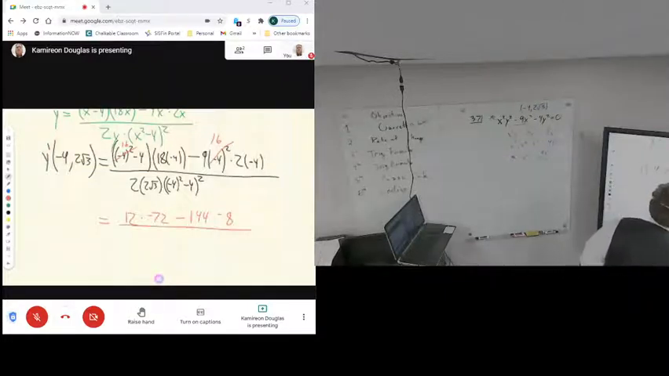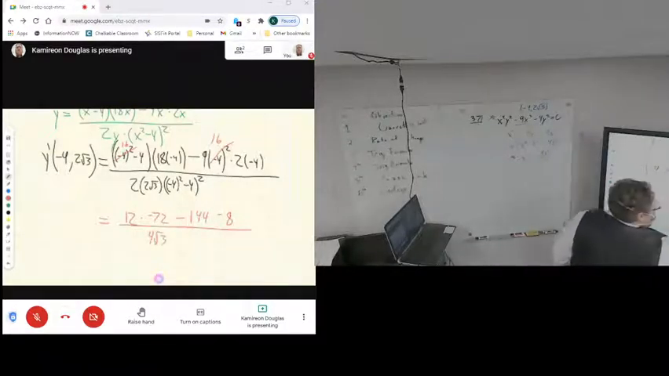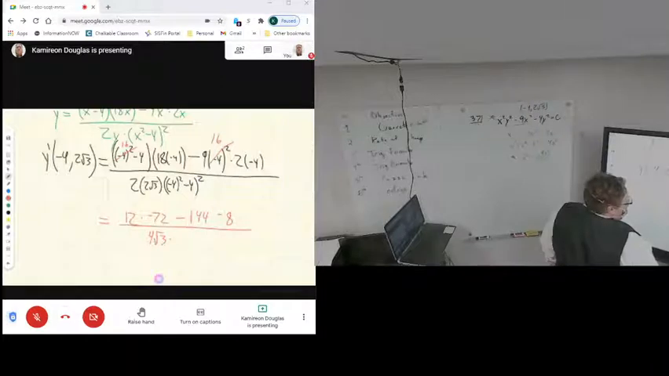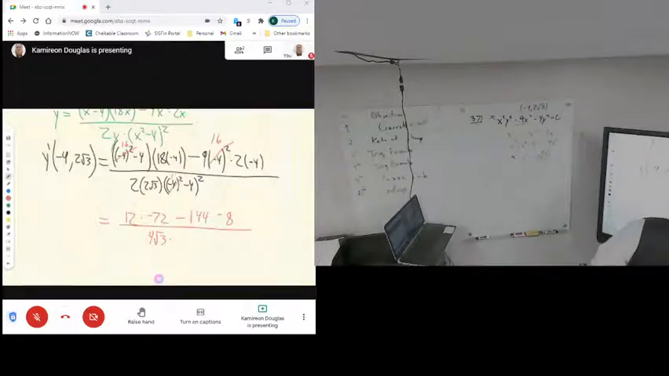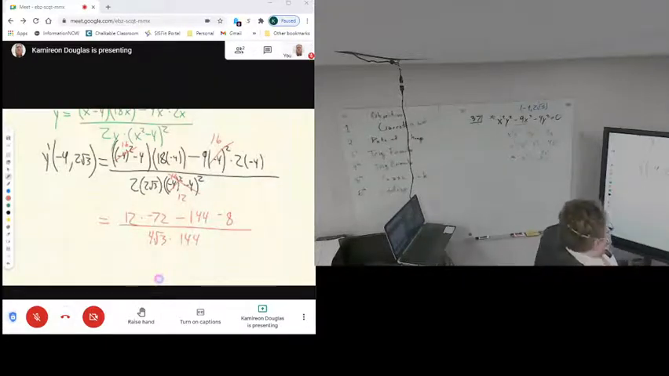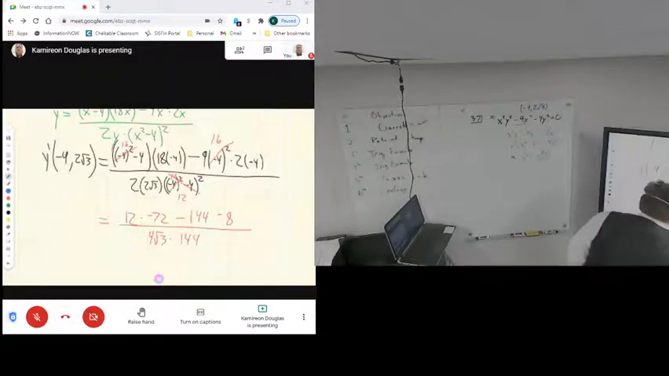Okay, on bottom, 2 times 2 radical 3 would be 4 radical 3. Times, negative 4 squared would be 16. Minus 4 would be 12. 144. Yes, good. Okay, let's figure out the top. Alright, these are some big numbers. I don't know if I can do this by myself.